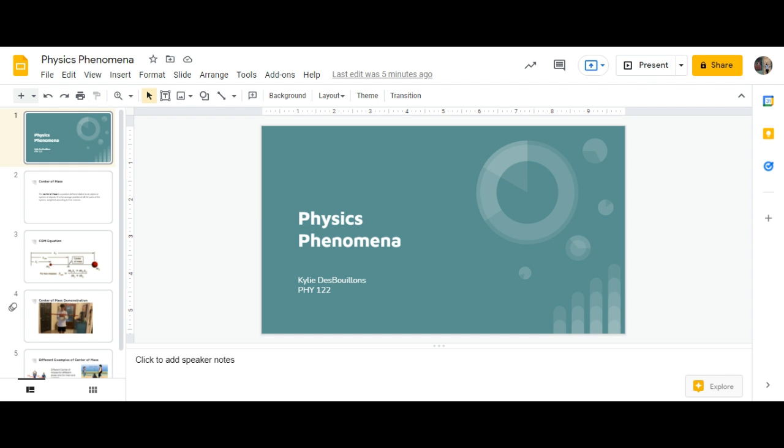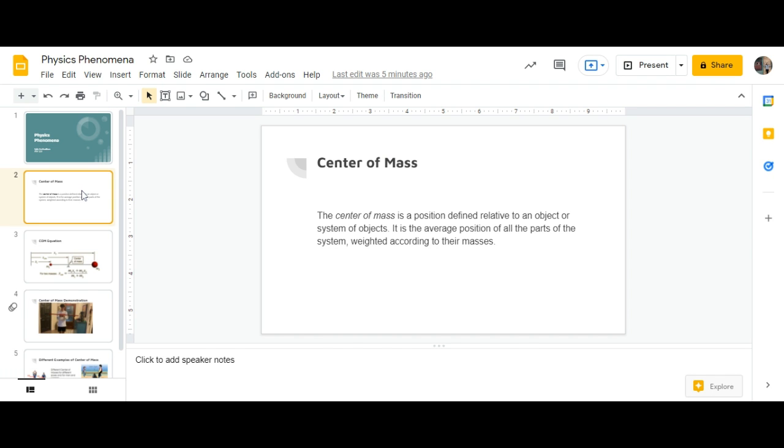I'm going to be sharing my physics of phenomena for Physics 122 lab. I have decided to do my project on the center of mass. The definition of center of mass is a position defined relative to an object or a system of objects. It is the average position of all parts of the system weighted according to their masses. This is a definition I got off of Khan Academy.